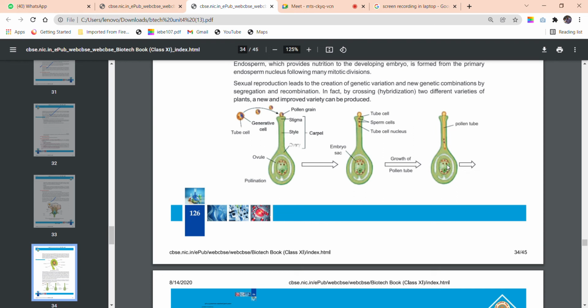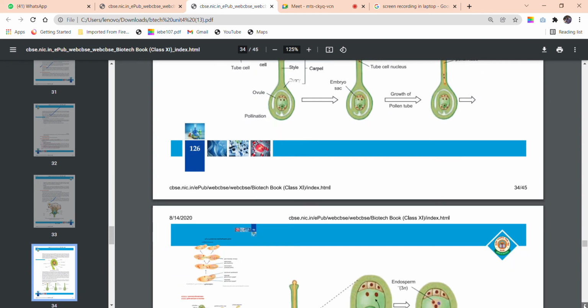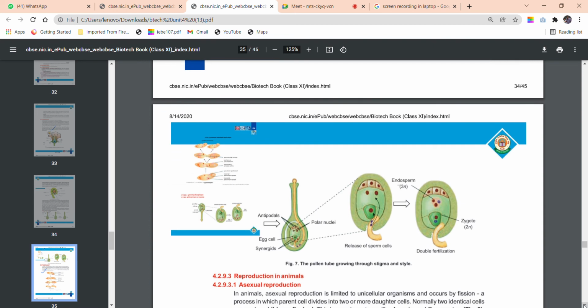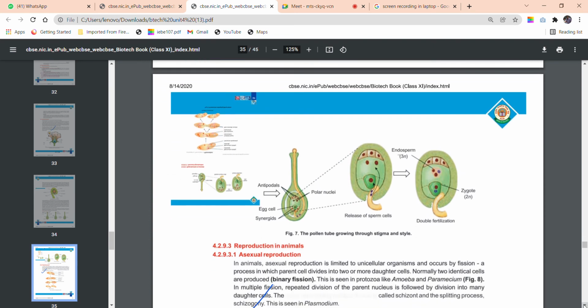Okay, reserve food. So when you put the seed inside the soil, that endosperm will produce the energy and germination will proceed. So it helps in providing energy after respiration of the endosperm. Just see this diagram, where the synergids are there. They provide nutrition to the growing egg cell and the antipodal cells.